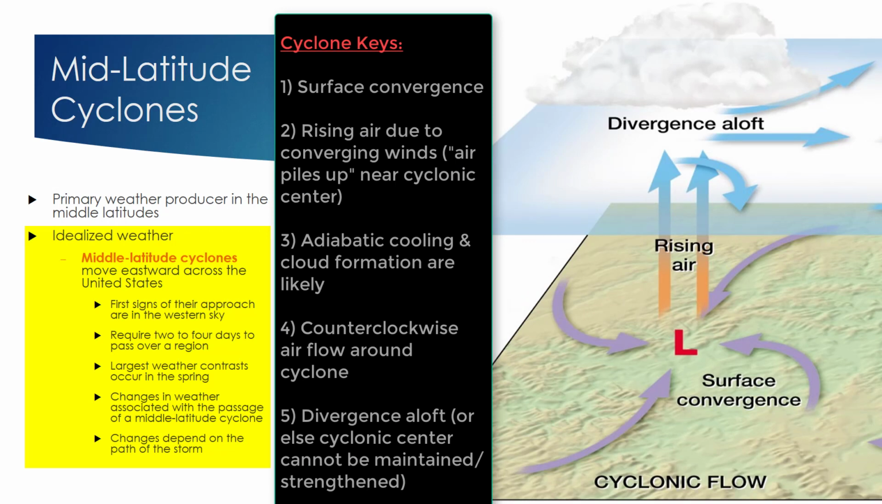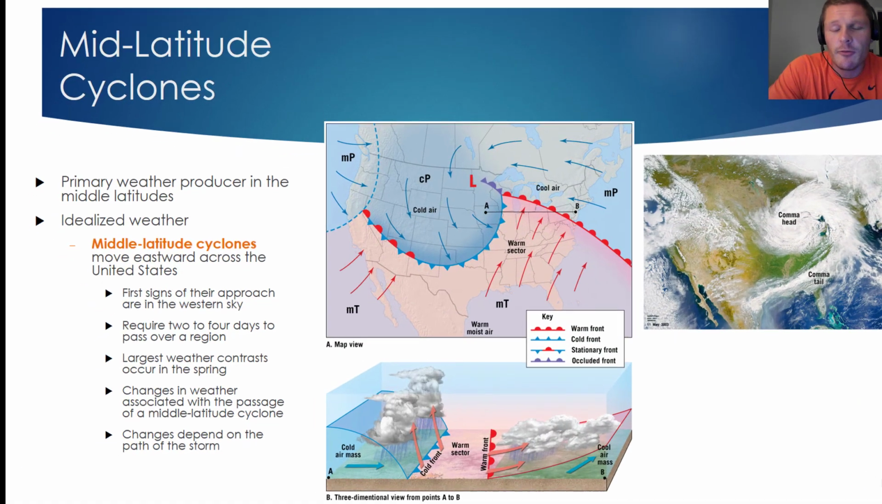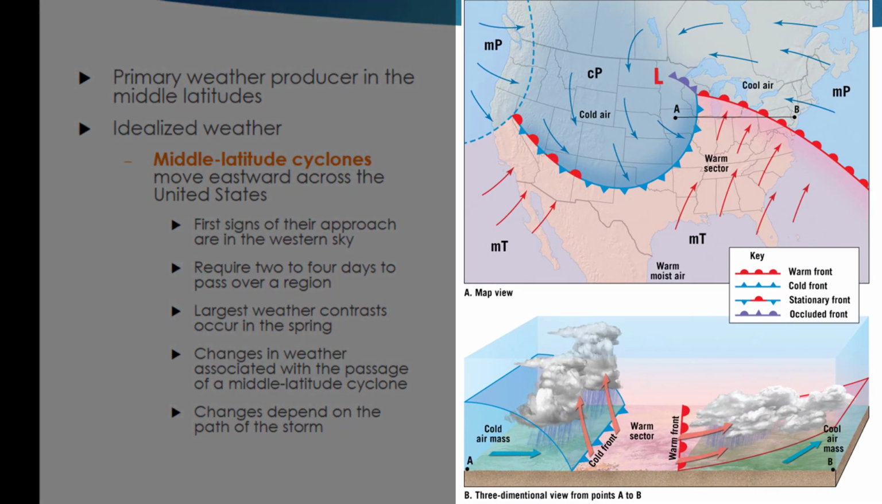And keep in mind with cyclones, we have convergence of winds at the surface. The airflow is in a counterclockwise manner around the cyclonic center. We'll see ascending air, adiabatic cooling, and a lot of cloud formation, and that cyclonic center will be associated with divergence aloft.